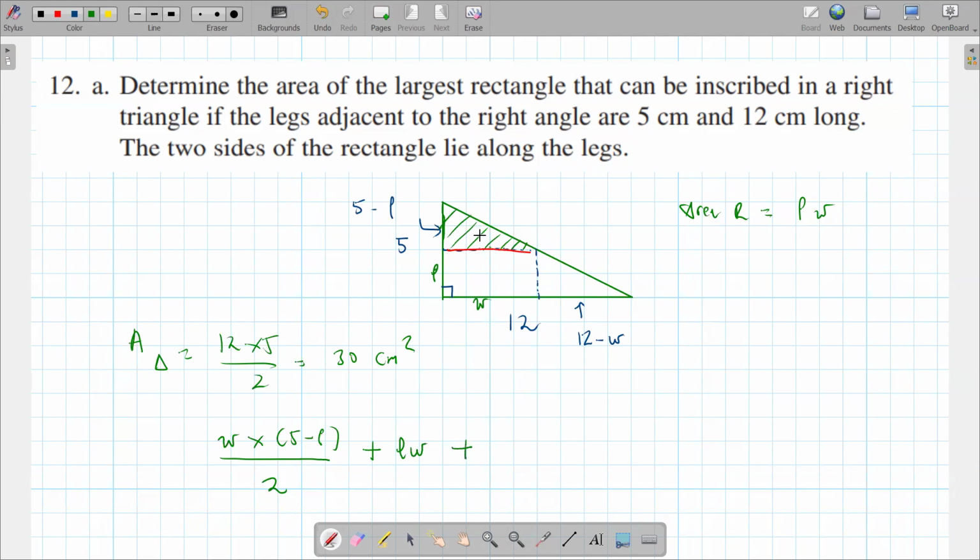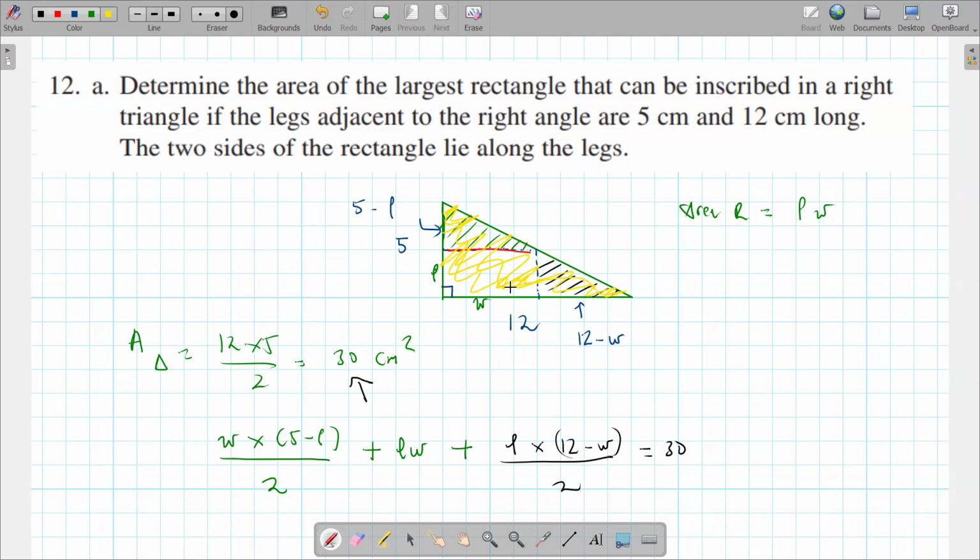Plus, what's the area of this rectangle here? L times 12 minus W over 2. That seems good. So when we add these three areas, what do we get? 30. When you add those three areas, it must add up to the area of the big triangle that we started off with.